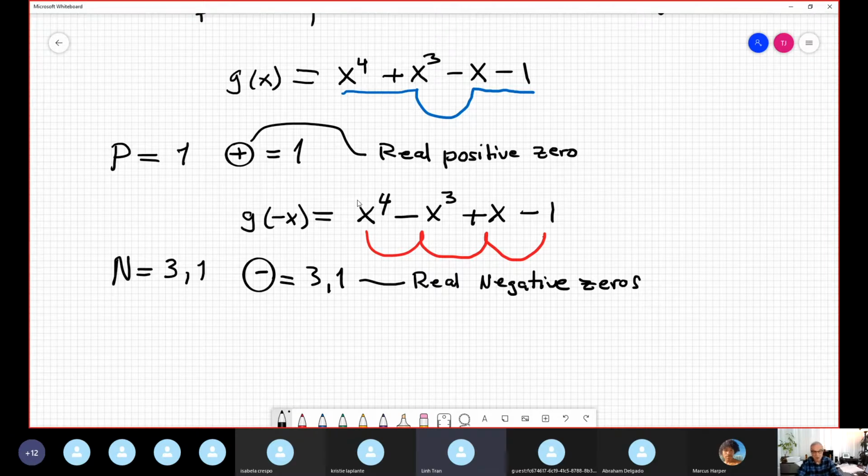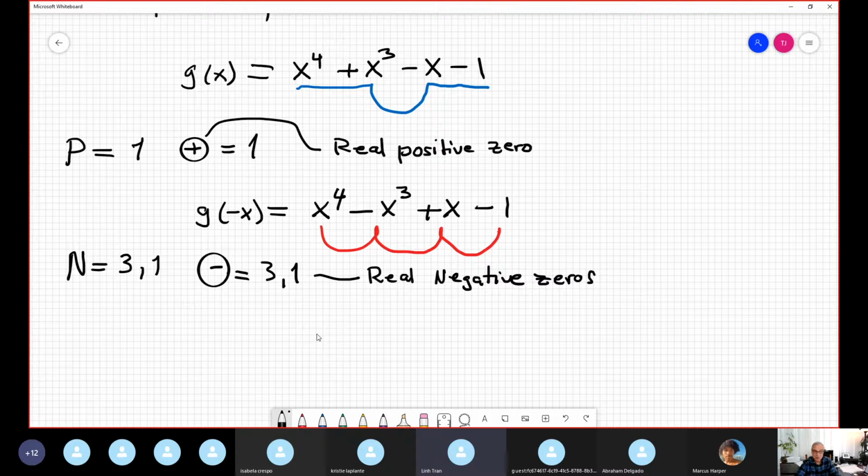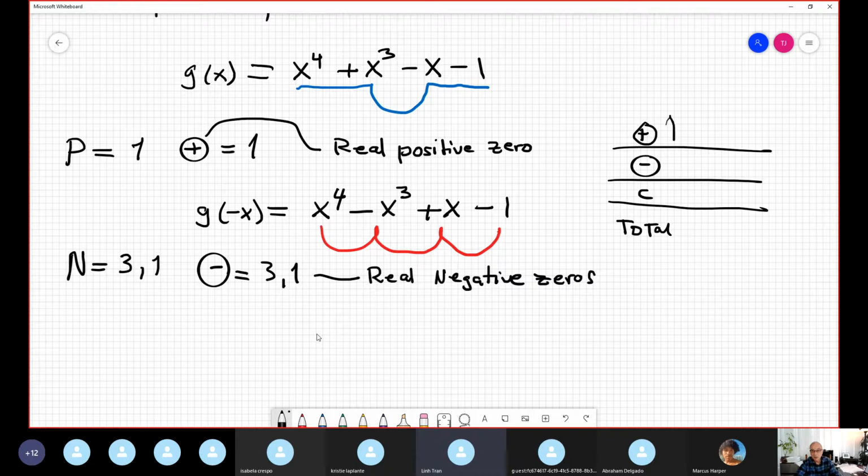And immediately, to finish the Descartes rule, I create my chart. Okay, my chart is always the same format: positive, negative, complex, total. The positive is 1. Always. The negative, no, the negative is 3 or 1. So we have two columns, no? And the total, I know, is 4, no? Because the degree of the polynomial is 4, no? And this combination in column 1 is 1 plus 3 is 4, also no complex.